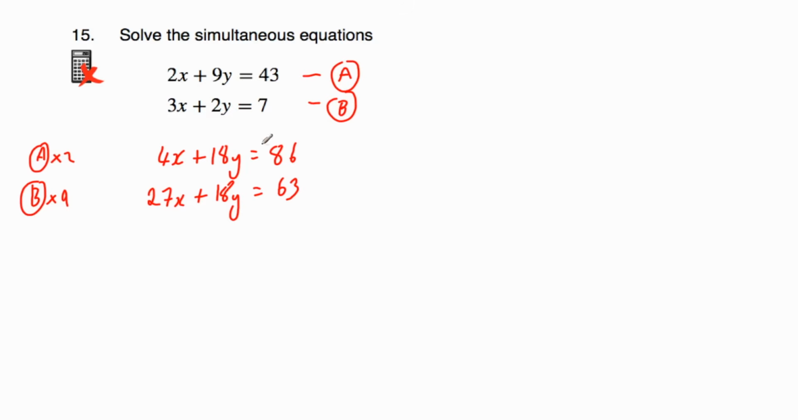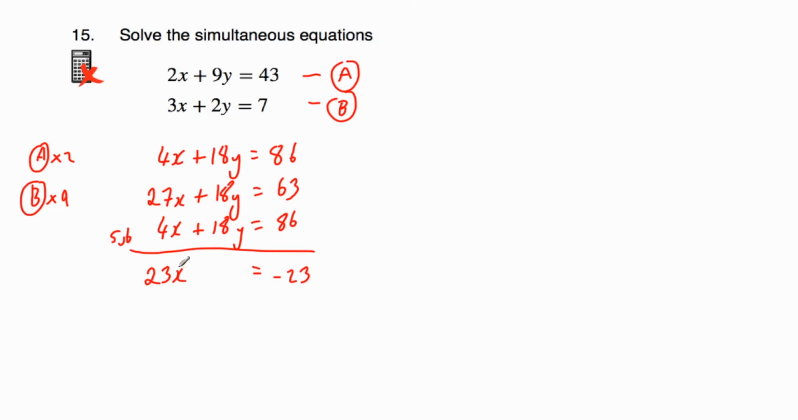Now we're going to take them away to cancel out the y's, but I'm actually going to write this 4x plus 18y equals 86 beneath, just because that will keep the x's positive when we subtract them from each other. So 4x plus 18y equals 86, and we're going to subtract. So 27x take away 4x, that's equal to 23x. 18y take away 18y, well that's 0, and then on the right hand side we've got 63 take away 86, and that's equal to negative 23.